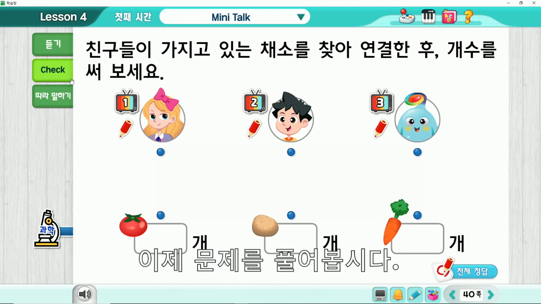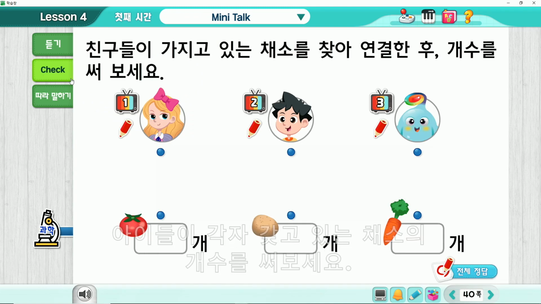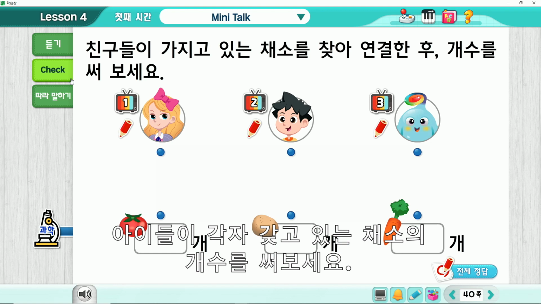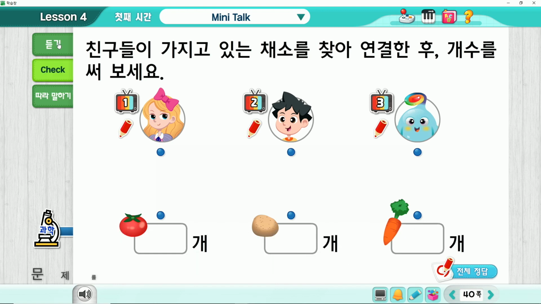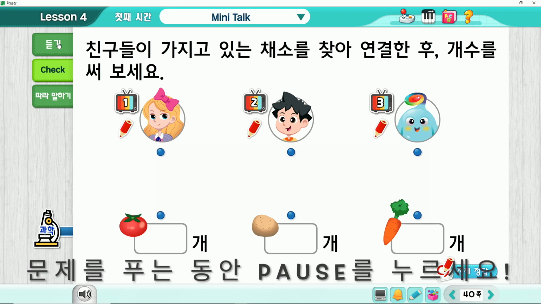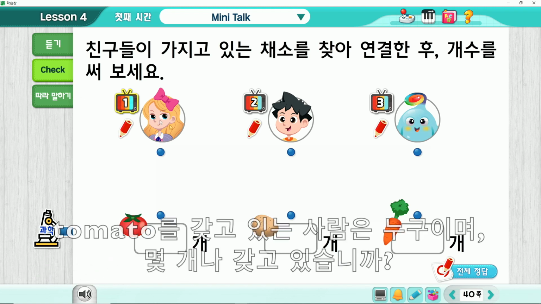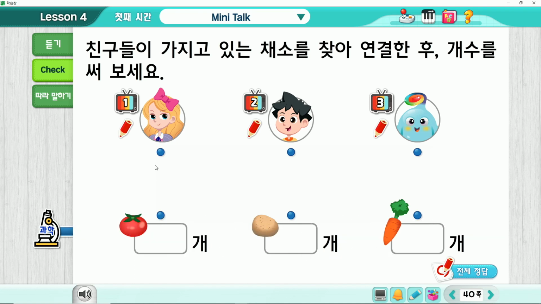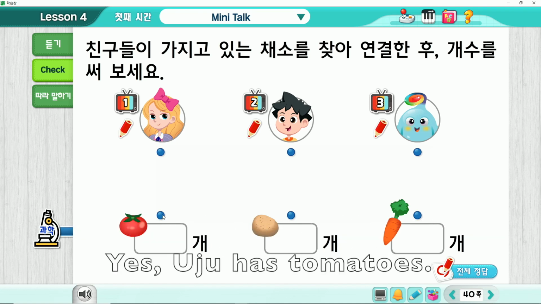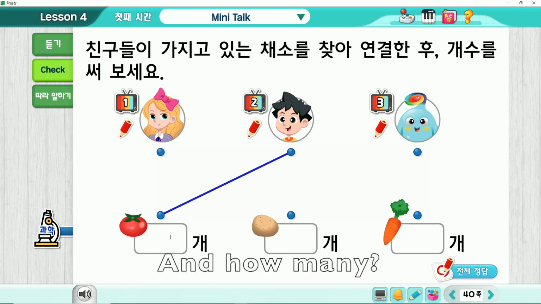Alright, now let's do the problems. Write the number of vegetables that the kids are holding for each. Press pause while you're working. Now let's check. Who has tomato and how many? Yes, Uju has tomatoes. And how many? Yes, 7.